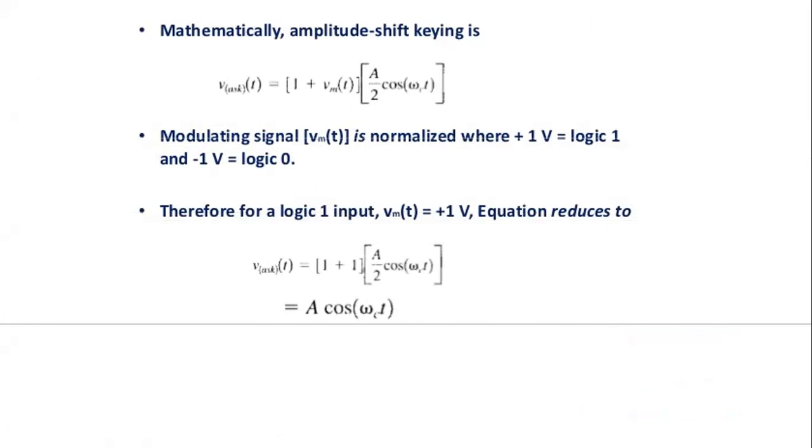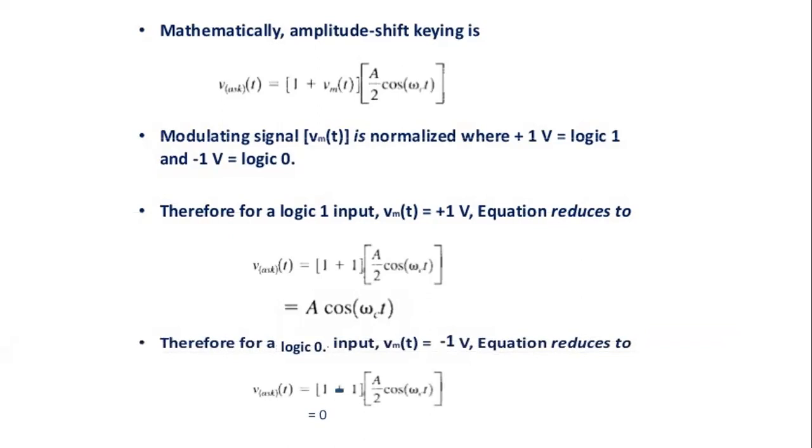Then if we are talking about logic 1, we know that the information will pass as it is. The carrier will be passed directly from your logic 1 of your digital signal, and nothing changes in that. As it is, it will pass on. So the output we have got is A cos omega CT. Now, if it is zero, then what will happen?